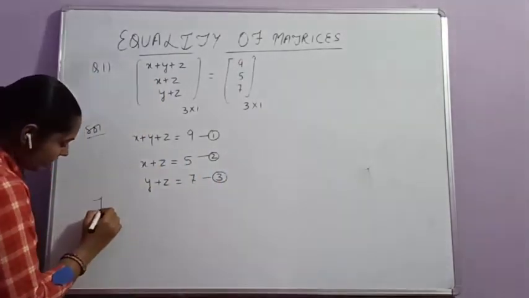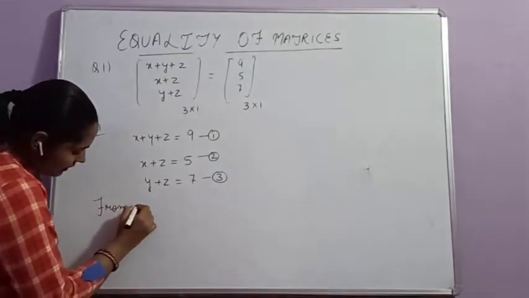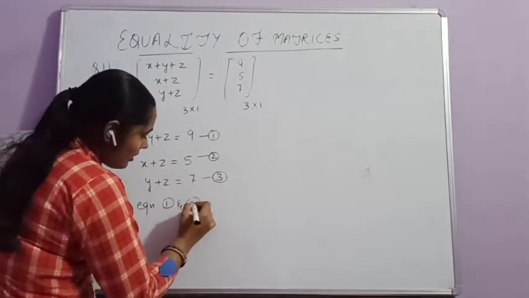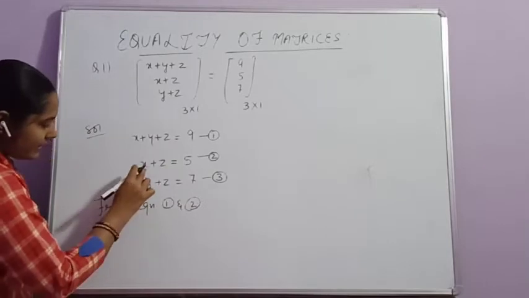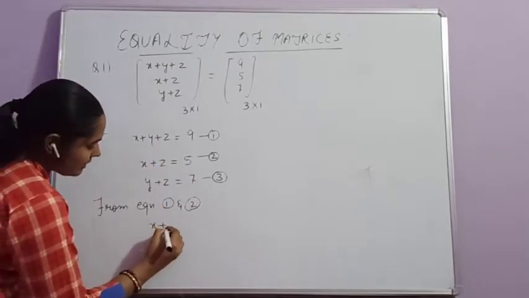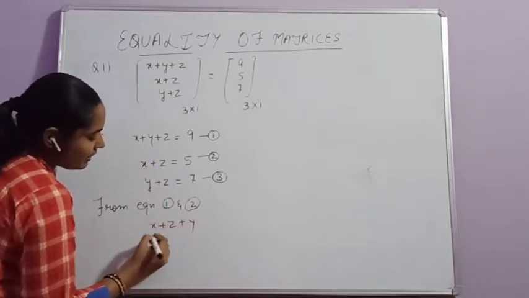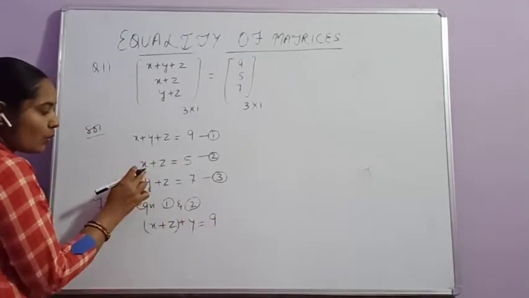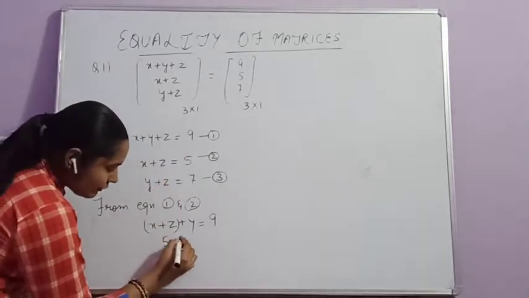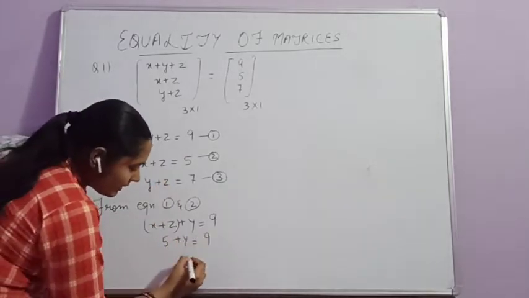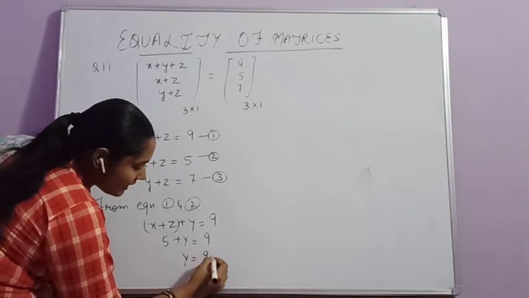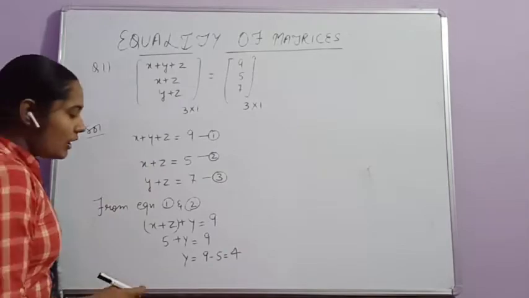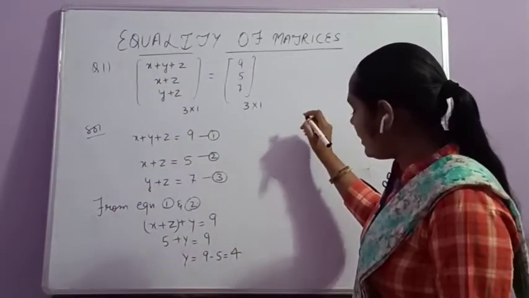Firstly, we solve equation 1 and 2. From equation 1 and 2, here x plus y plus z, x plus z plus y, we can write down it is equal to 9, and we know that from equation 2, value of x plus z is 5. 5 plus y, that is equal to 9. That means y is equal to 9 minus 5, that is equal to 4. Y is equal to 4, we can put value of y in equation 3rd.